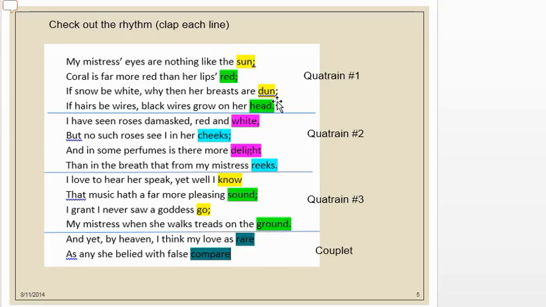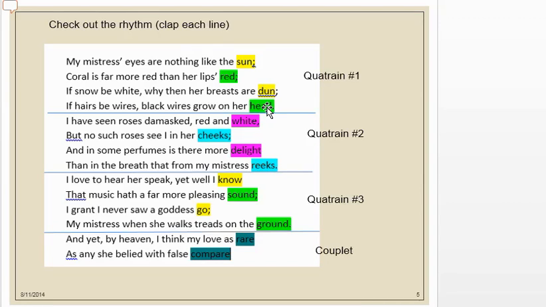Note the rhyme in each of these. I highlighted for you the words that rhyme: sun, dun, red, head, white, delight, cheeks, reeks, no, go, sound, ground, and rare, compare. Notice that the quatrains are divided by their rhyme, purposefully done. So the first line of each quatrain rhymes with the 3rd line, and the 2nd line rhymes with the 4th. So it's just a pattern that repeats from each quatrain until the end. Take a note of that for a second.